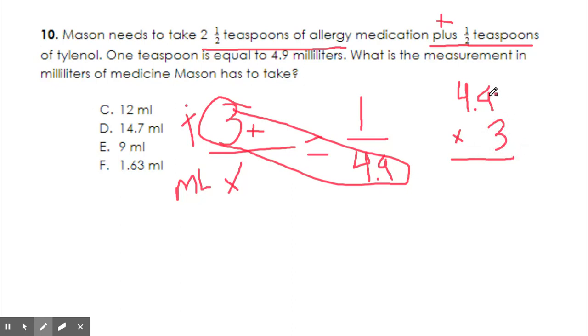3 times 9 is 27. 3 times 4 is 12, 13, 14. And I have 1 number behind the decimal, so 1 in my answer. 14.7 divided by 1 is just going to be 14.7. So the answer is D.